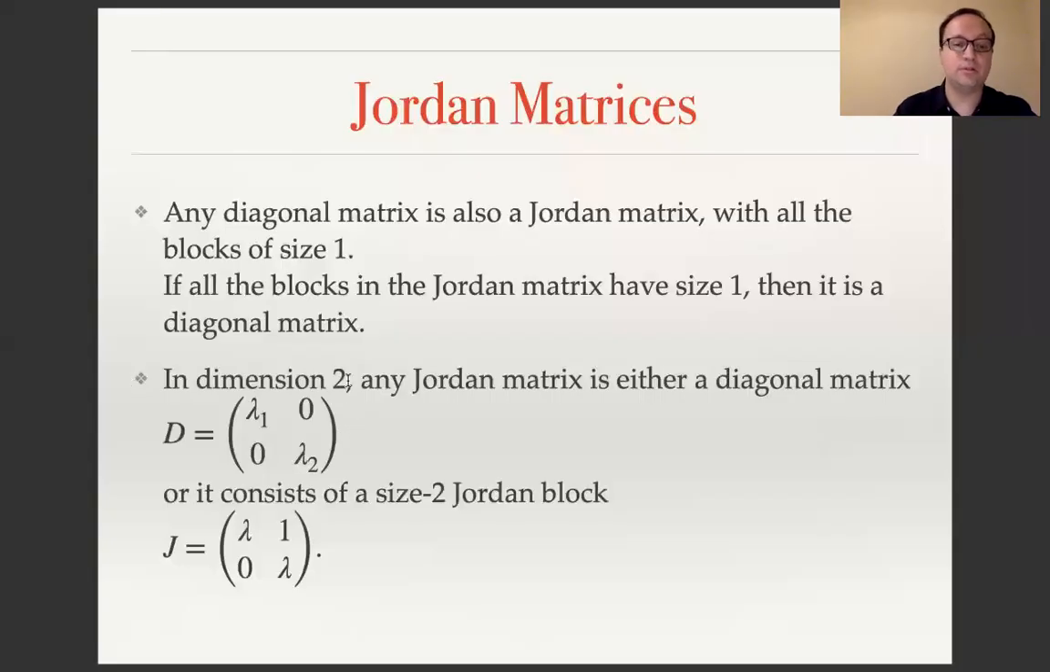So in dimension 2, this means there are only 2 kinds of Jordan matrices. Again, it can only be a diagonal matrix with 2 blocks of size 1 along the main diagonal. So this means it has an eigenvalue lambda1 and another eigenvalue lambda2, which may or may not be the same. If they are the same, then this matrix is a multiple of the identity matrix, or it is just one size 2 Jordan block with the same eigenvalue on the diagonal and with a 1 above the main diagonal. So this is a Jordan matrix, and it's not a diagonal matrix in the second case.